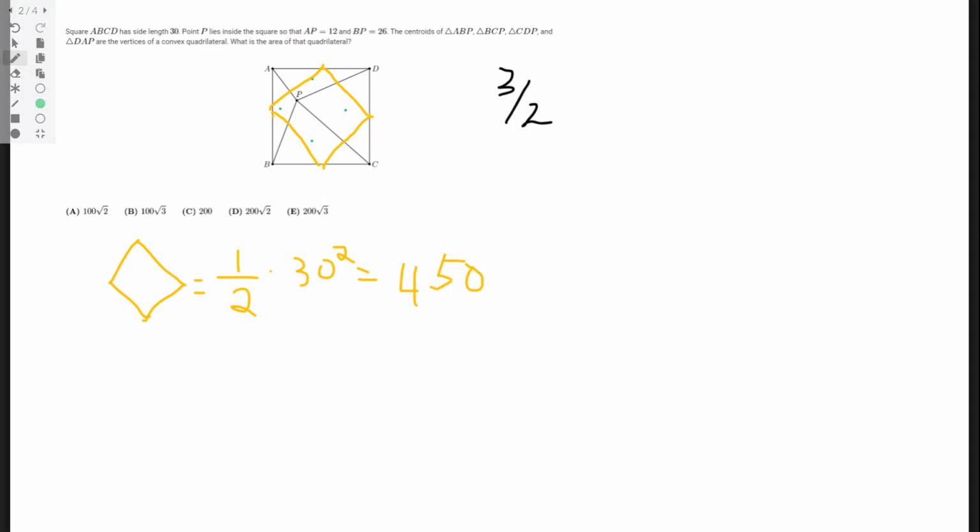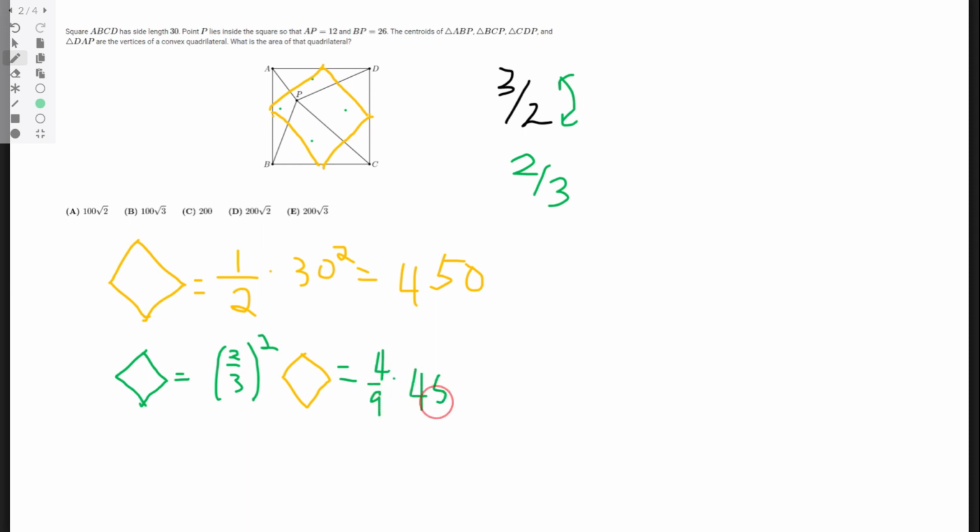Then, since we're now going from larger to smaller, we must inverse this ratio once again, and we must go down 2/3. So the area of this green quadrilateral, since area ratios square length ratios, must be exactly 2/3 squared of the yellow quadrilateral, or this is equal to 4/9 times 450, which is equal to 200.